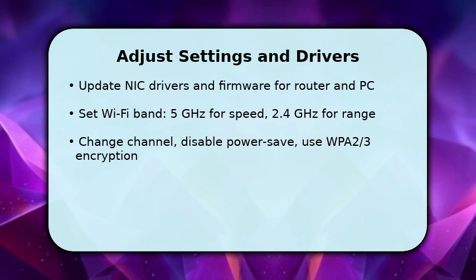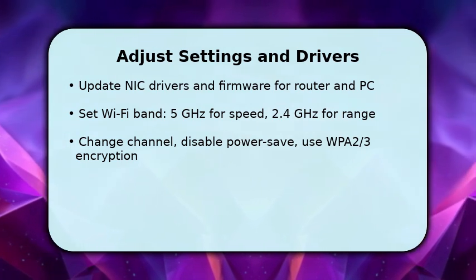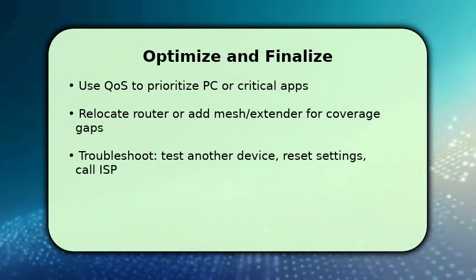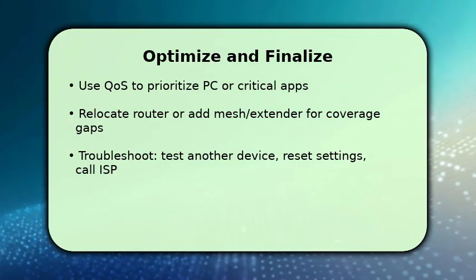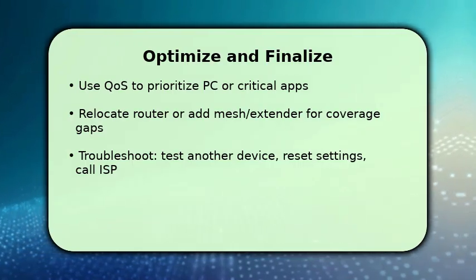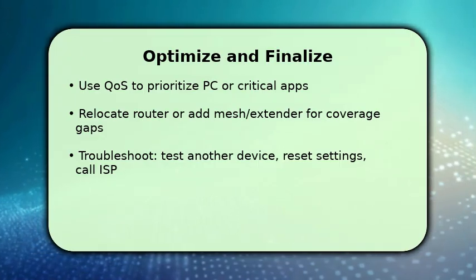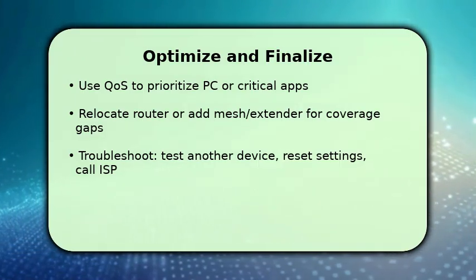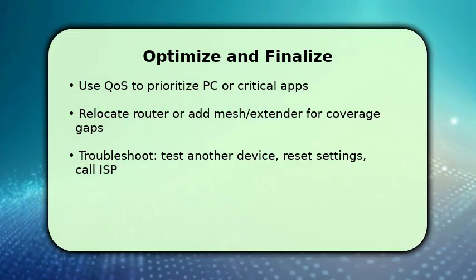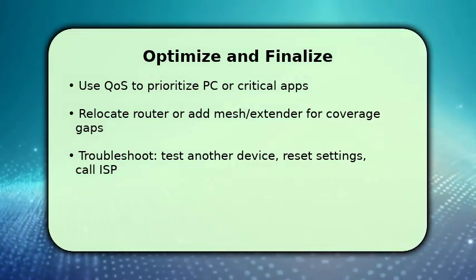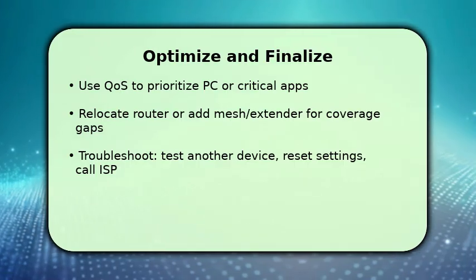Finish by optimizing traffic and coverage. Enable CoS on the router to prioritize your PC or latency-sensitive apps so you get consistent speed. If coverage is weak, move the router to a central high position or add a mesh node or extender to eliminate dead zones. Once done, retest speeds. If problems persist, try another device to isolate the issue, reset network settings to defaults, and contact your ISP with your baseline data.